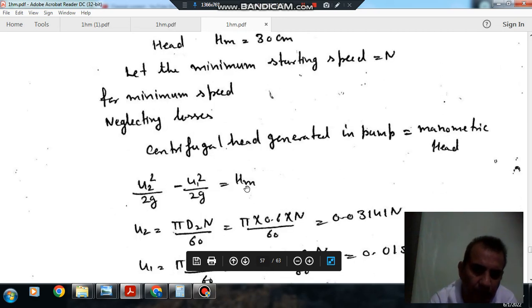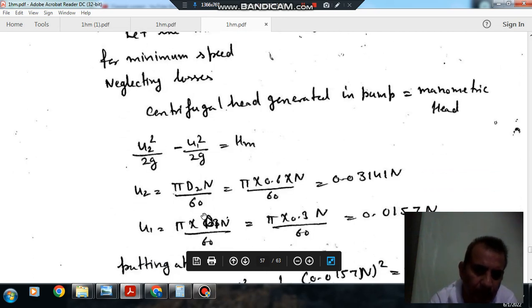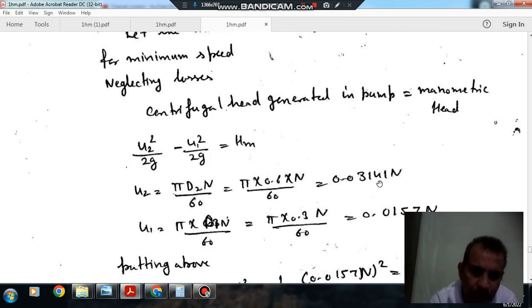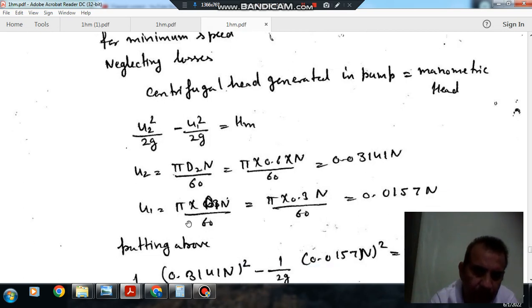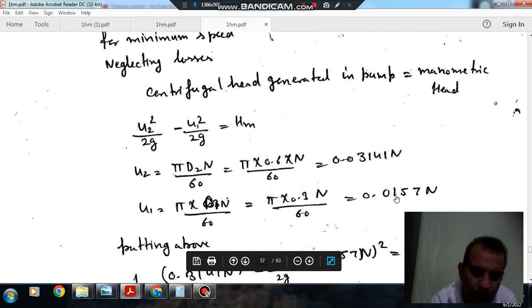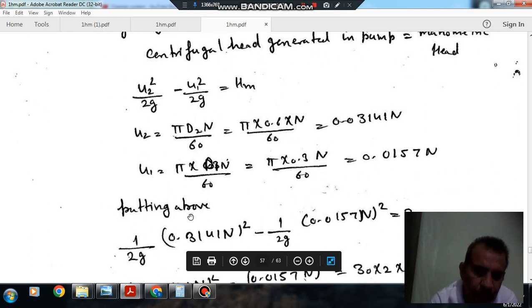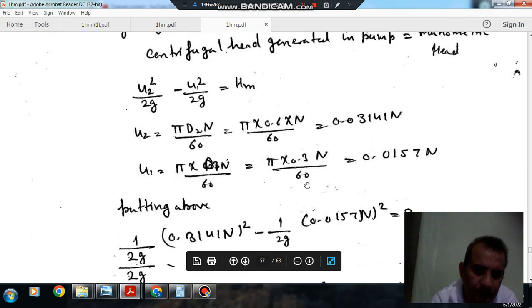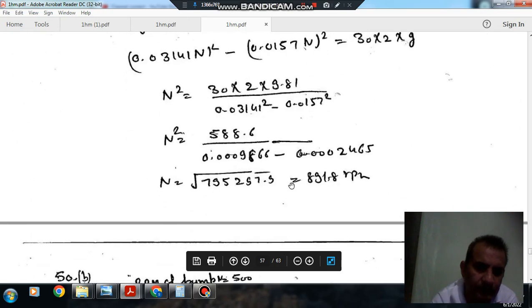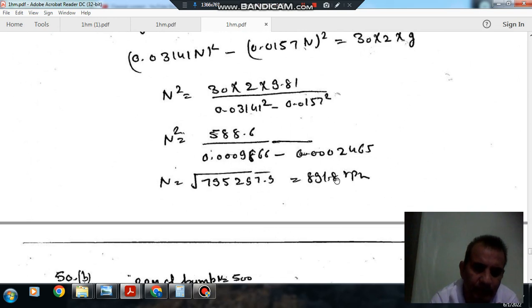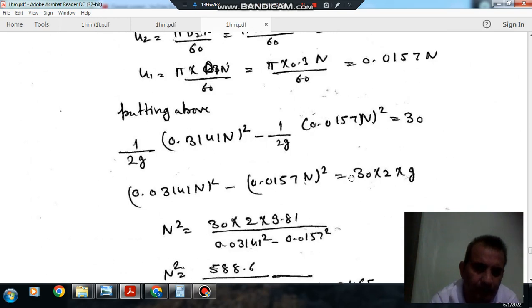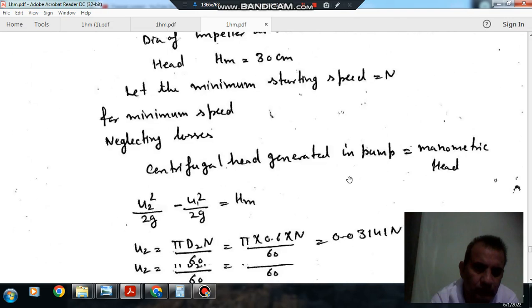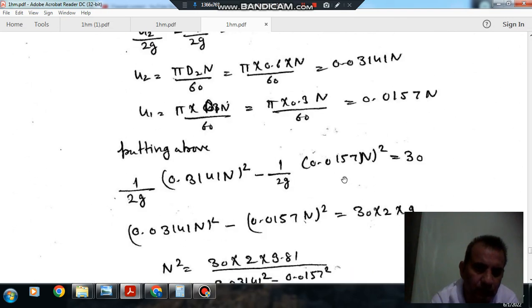Okay, so u2 is given as pi d2 n by 60, and d2 is 0.6, so it will be 0.031 n, and d1 is 0.3, so that is 0.0157 n. So putting these values here, and Hm is given as 30, we can find out n. So n comes out as 891.8 rpm. So answer to question number 14 is B.